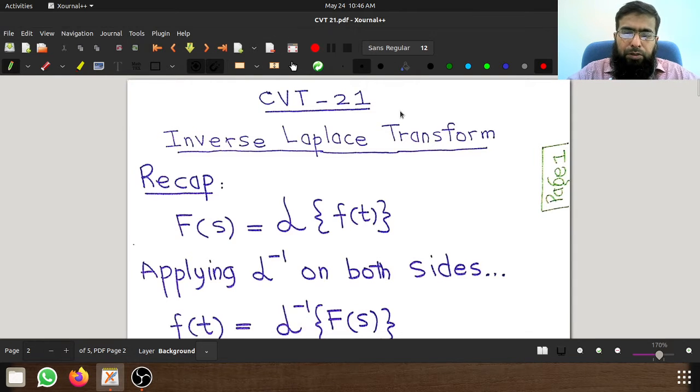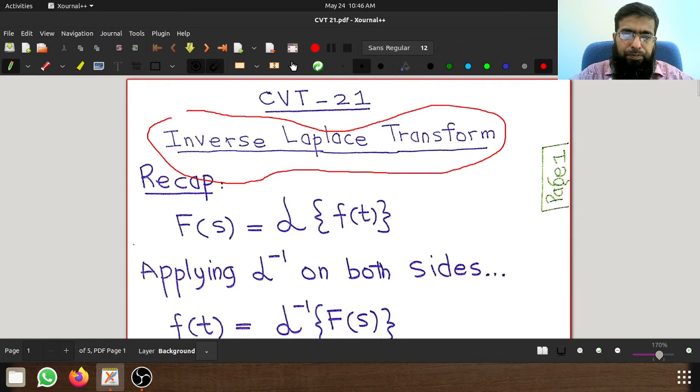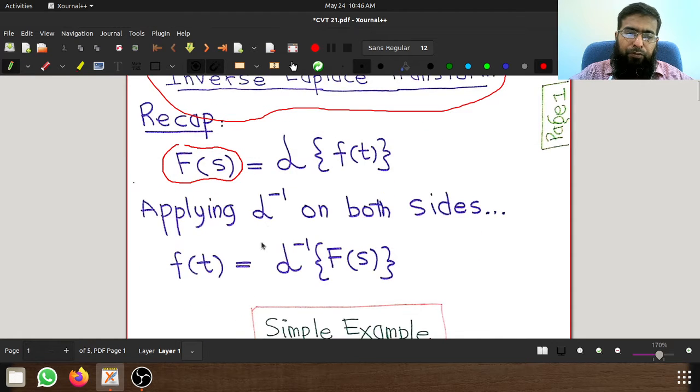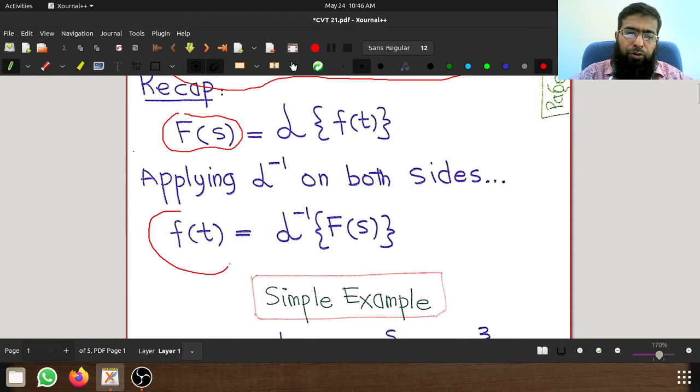Welcome to the 21st lecture on CVT, complex variables and transforms, and in this lecture we are going to study inverse Laplace transforms. In our last few lectures we studied the Laplace transform, but in this lecture we'll study inverse Laplace transforms. This means that we will be given F of s, the Laplace transform of a signal, and the target would be to obtain f of t from it, the time domain signal back.